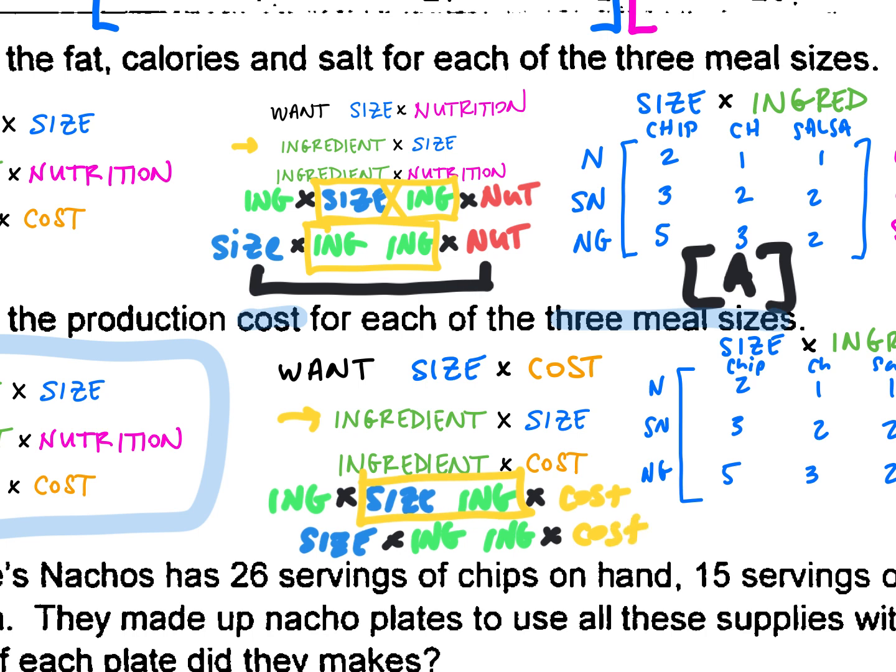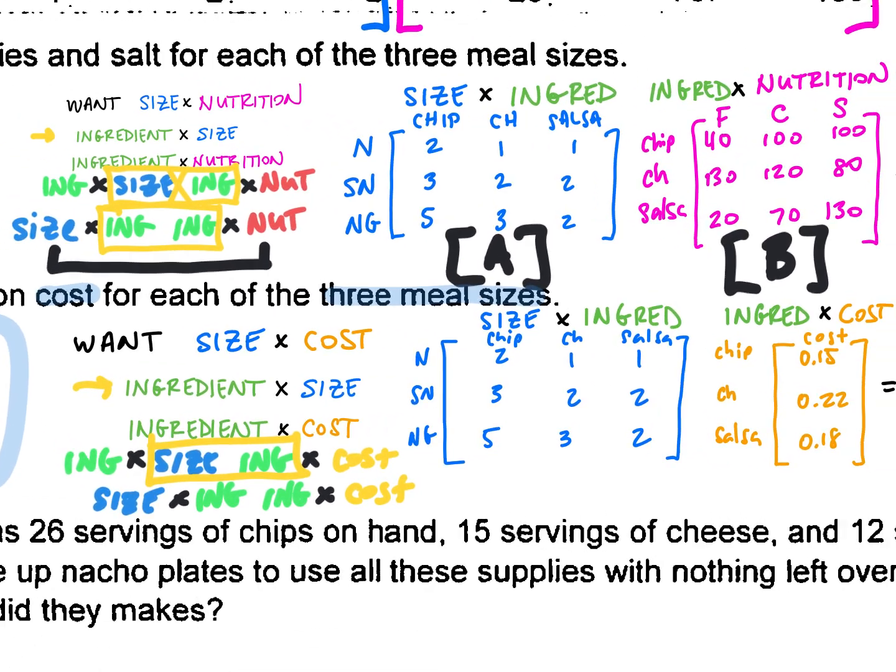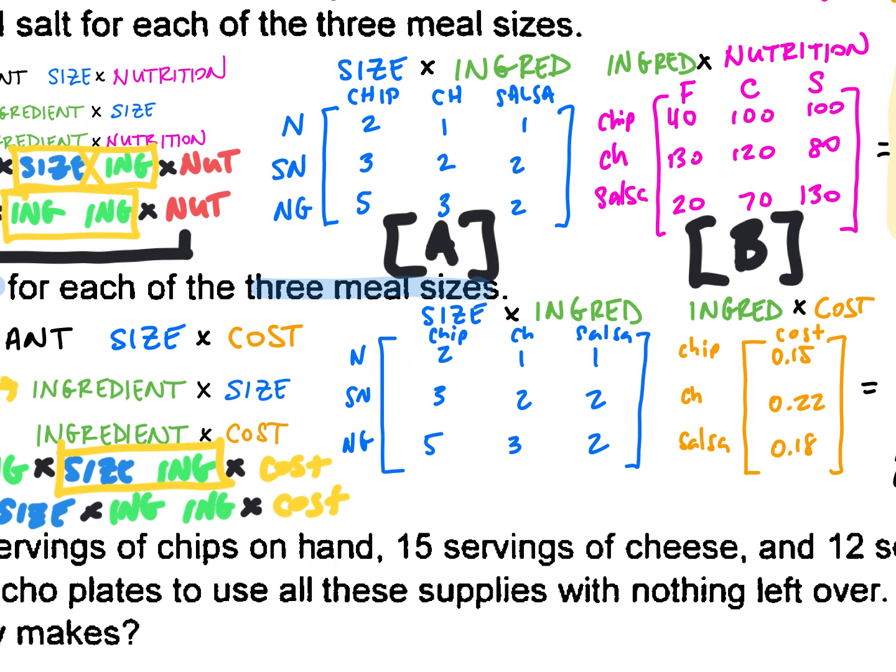And the reason I would change this first one to size by ingredient is because we already have that one entered into our calculator, so I don't need to manipulate it again. So I'm just going to go ahead and rewrite these, okay? So we already said this is our matrix A, right? We already have that in our calculator, but what we don't have is the ingredient by cost matrix. So go ahead and enter that in matrix C into your calculator, okay?